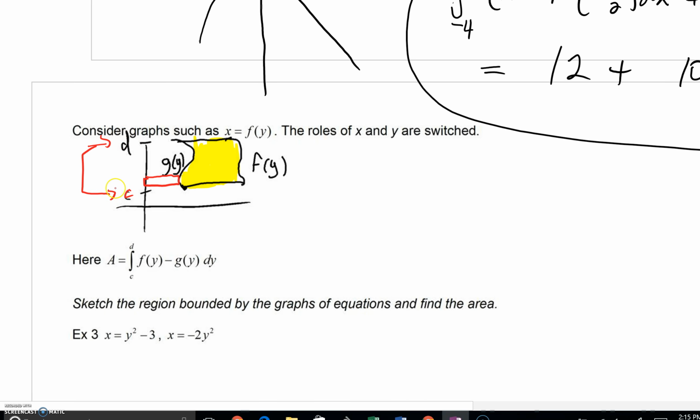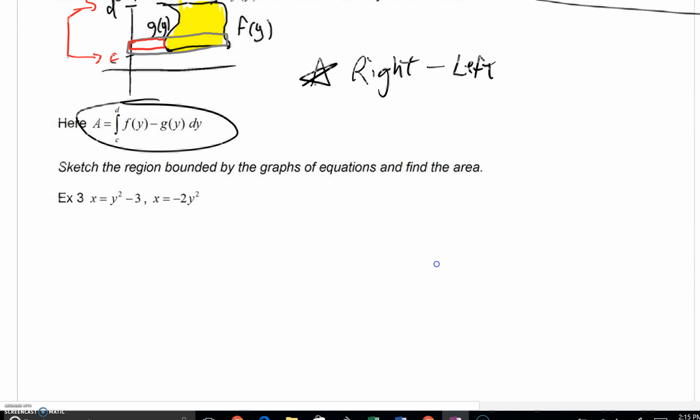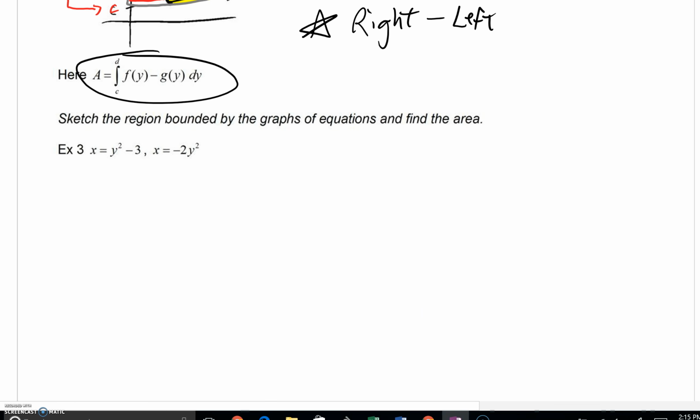And what you will always do as you're integrating with respect to y is work right minus left. Just as we had top minus bottom, we're going to have right minus left. And you will be able to always evaluate the area enclosed that way. So here you can see we've got a very similar setup. So without a doubt, this is something that kids can feel considerably more uncomfortable with.